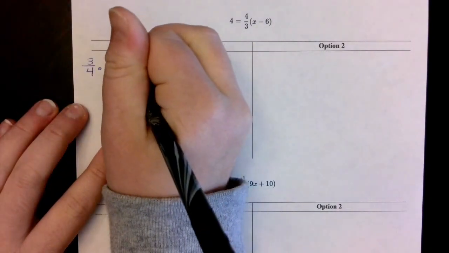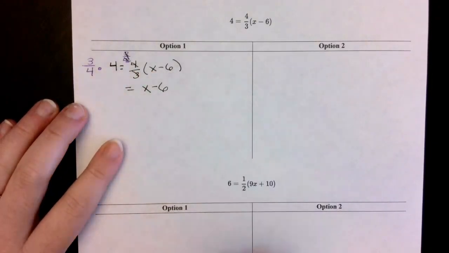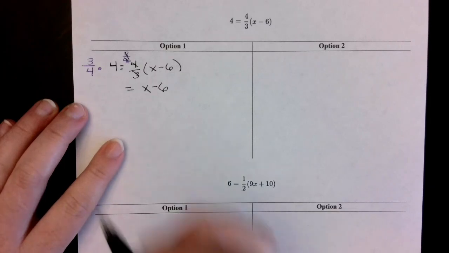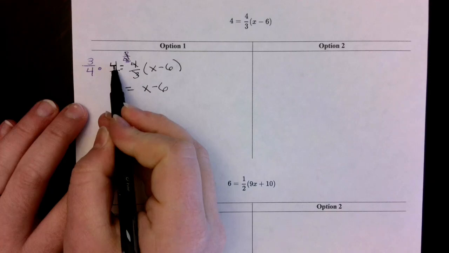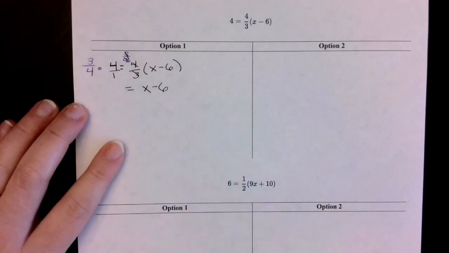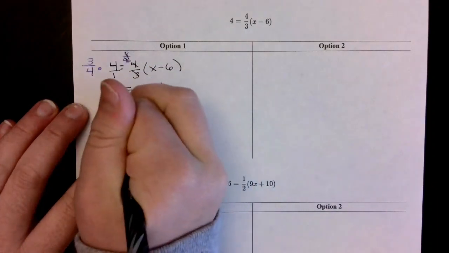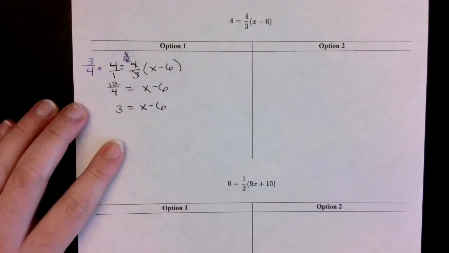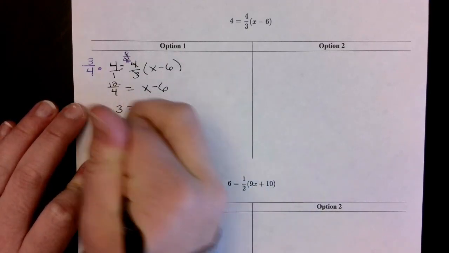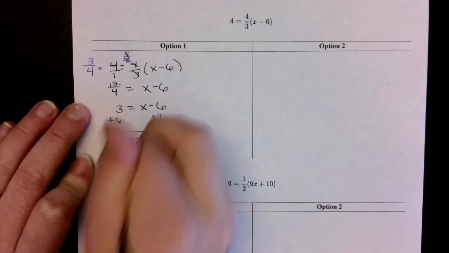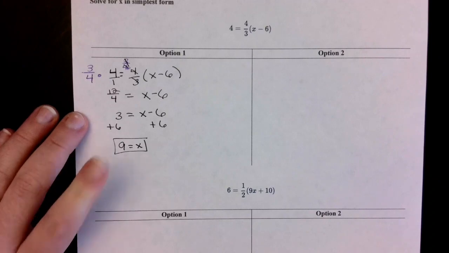It cancels out the 4/3 on the right, leaving x minus 6, which now I can take out of parentheses because that's all that's left. I put this over 1. 3 times 4 is 12. 4 times 1 is 4. 12 over 4. And you already probably knew 12 over 4 is 3, so I'm just going to rewrite it as 3. And then inverse operations, I add 6. 9 equals x. That's option 1. It's a little quicker, but that's your first option.